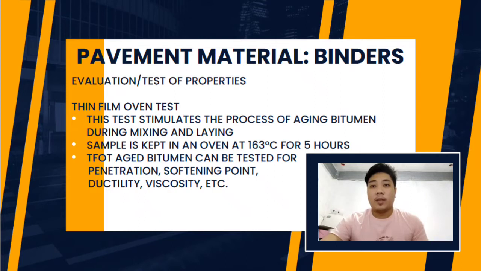Sample is kept in an oven at 163 Celsius for 5 hours. TFOT aged bitumen can be tested for penetration, softening point, ductility, viscosity, etc. This test is most commonly used to simulate the short-term aging of binders. This test is used to measure the combined effect of heat and air on a thin film of bitumen or bituminous binder in pavement renewal.